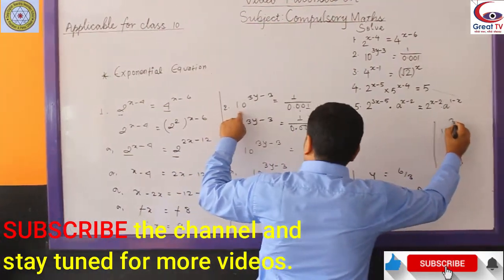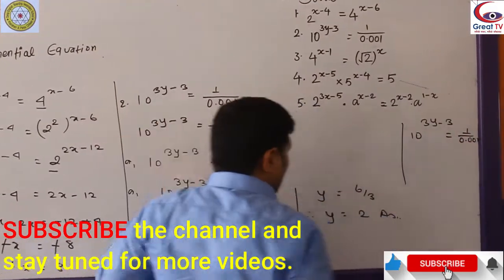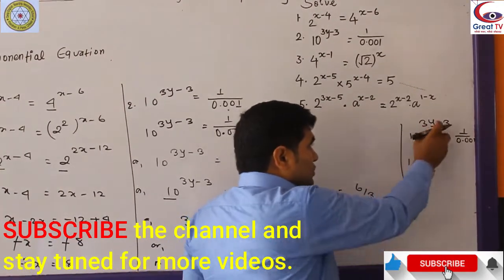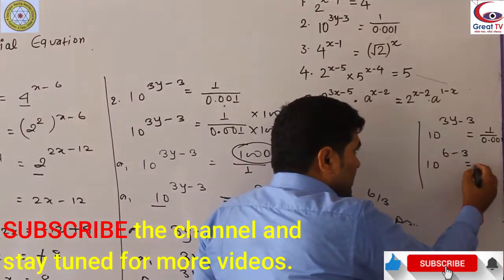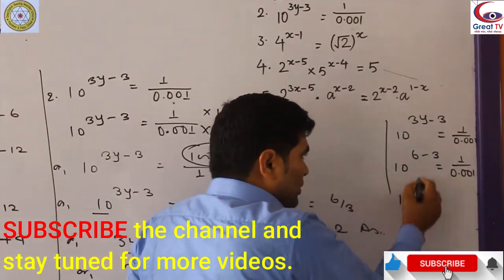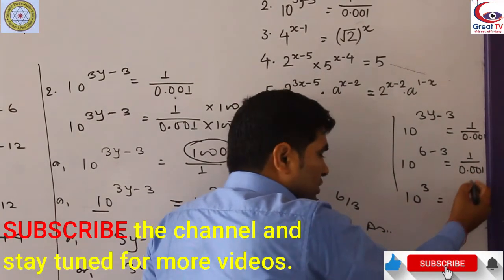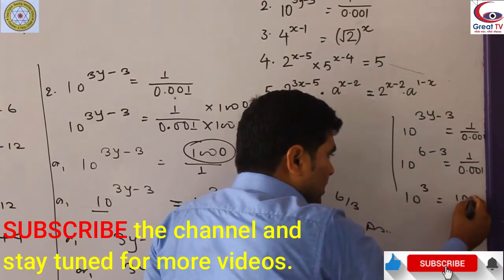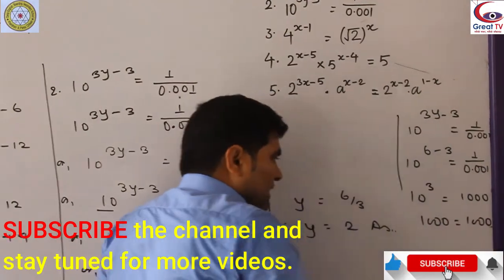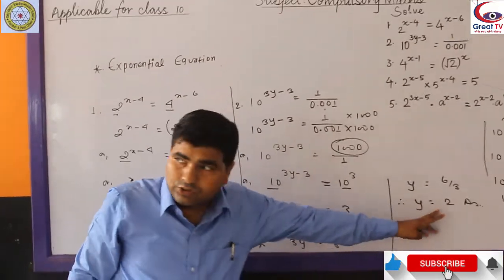Now here 10 to the power 3y minus 3 equal to 1 divided by 0.001. So checking: put the value of y equal to 2. 10 to the power 3 times 2, that is 6, minus 3, equal to 1 divided by 0.001. 10 to the power 6 minus 3 is 3. Now 1 divided by 0.001, its quotient value is 1000. Is 1000 equal to 1000? Its LHS and RHS are equal. That is true. That means the value of y equal to 2 in this numerical.